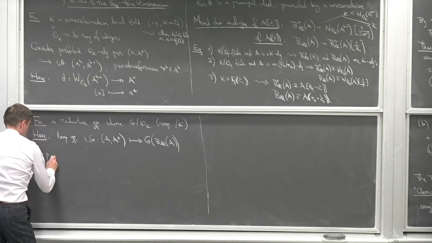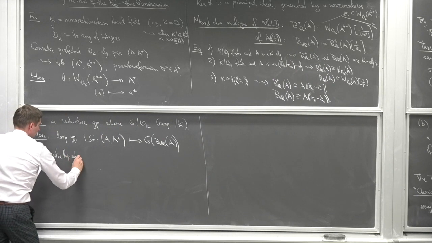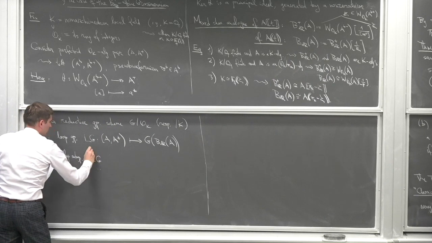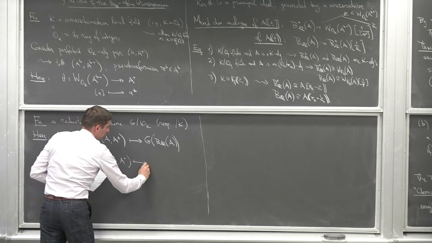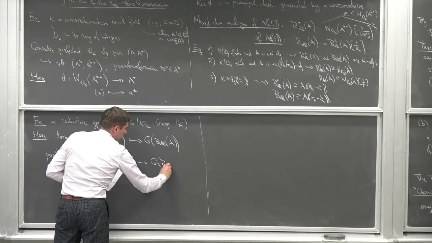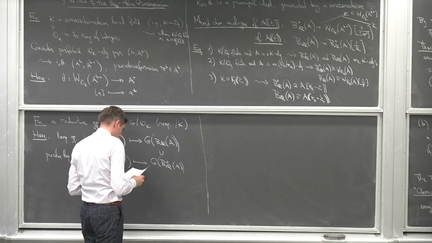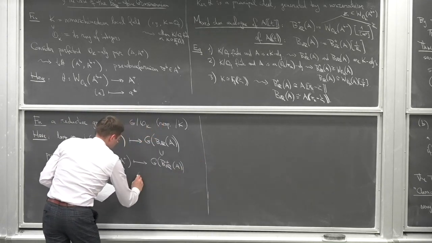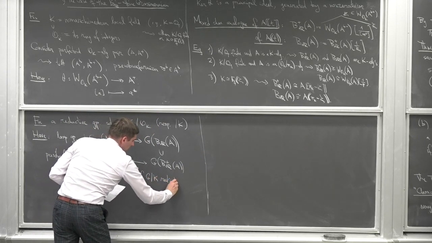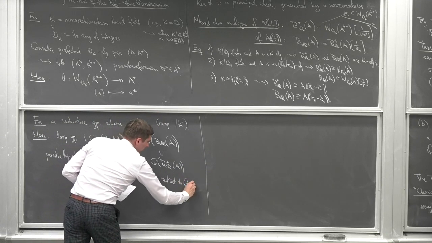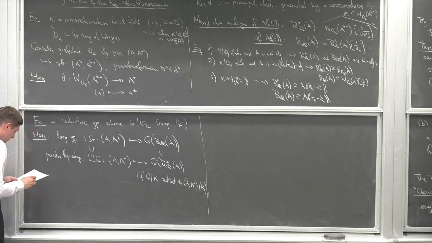Okay, and we have the positive loop subgroup, L plus G, which sends (A, A plus) to G of B_dR plus. So if G is only defined over K, then we restrict to A plus, which are also K-algebras, so that this makes sense by example one.